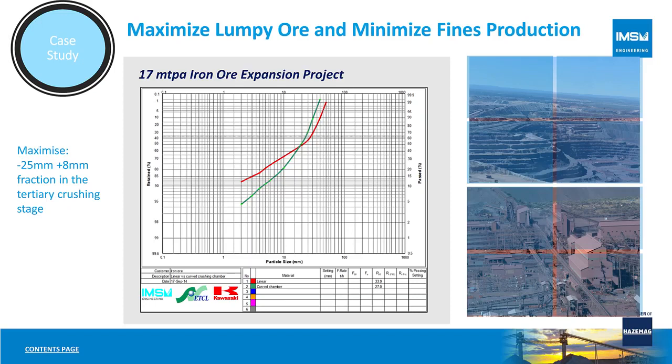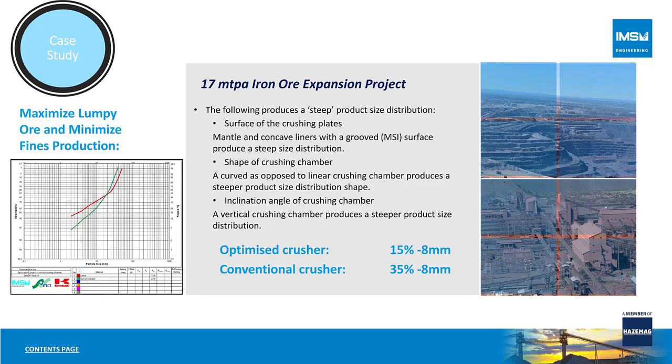So obviously it's hard iron ore. They would need to use cone crushers in this crushing stage. The idea was then to come up with a solution to optimize the crushing chamber to maximize the lumpy ore. So what can be done to maximize the lumpy ore in a cone crushing application? How to make a steeper product size distribution?